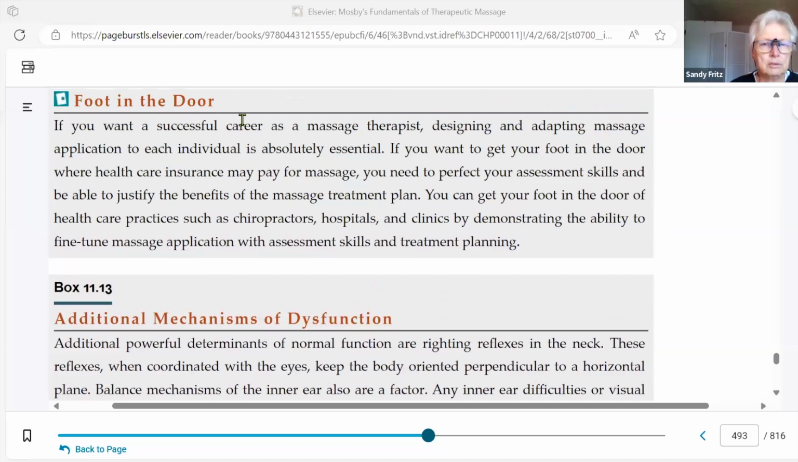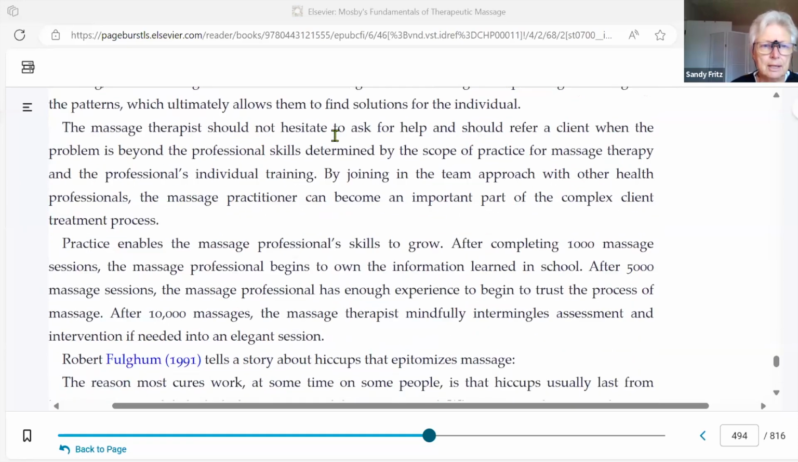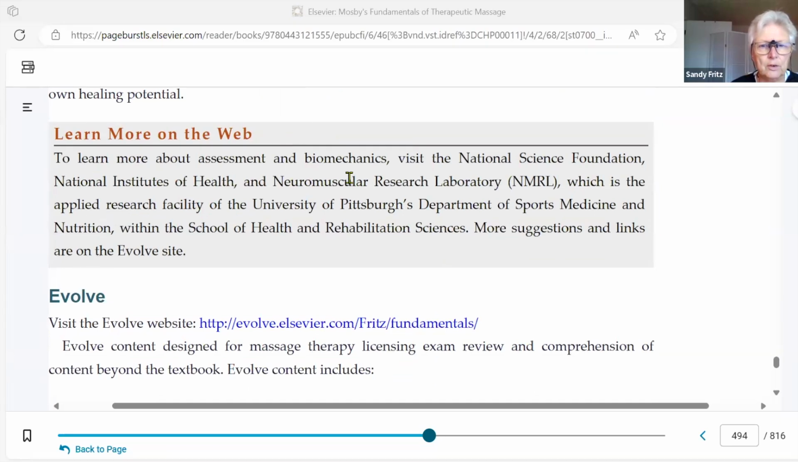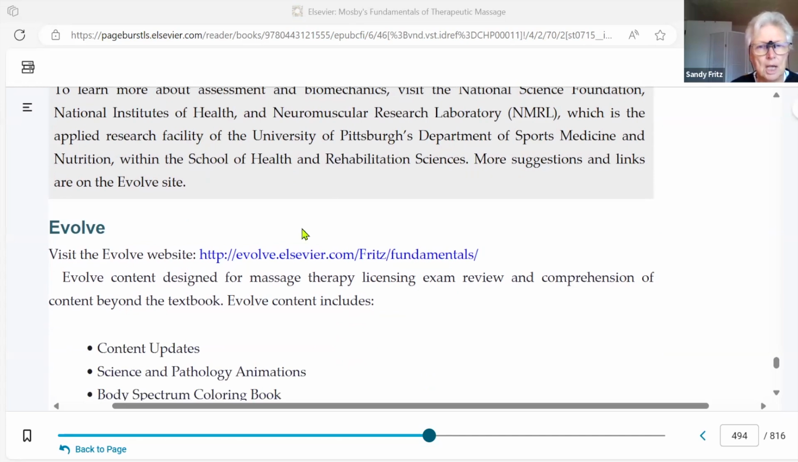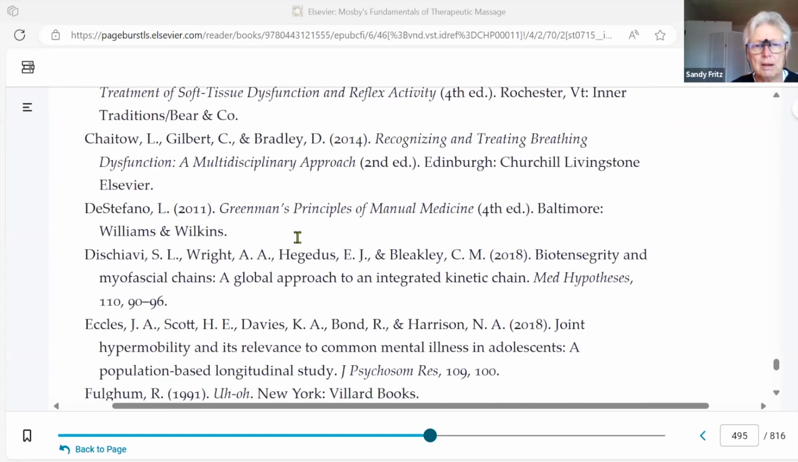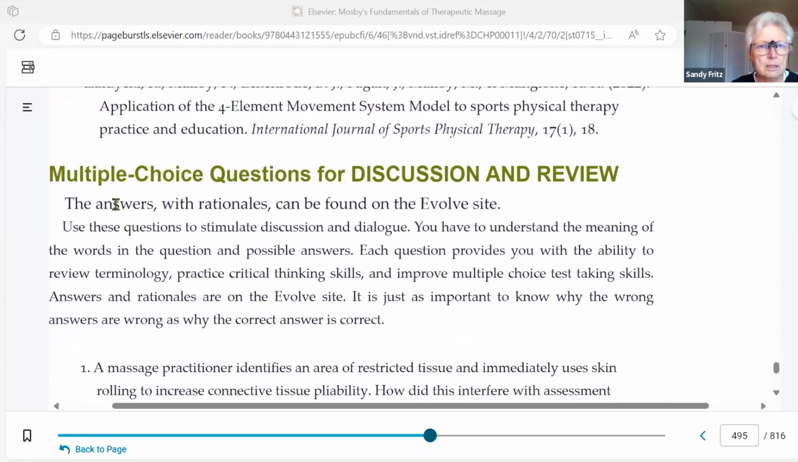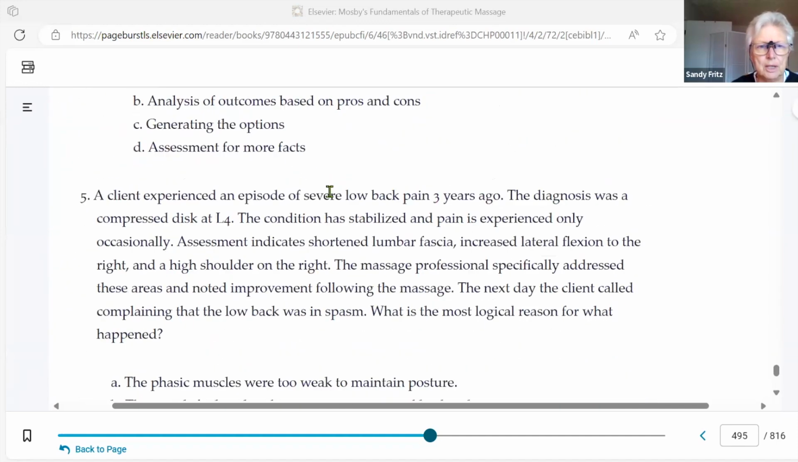So here's your foot in the door, an additional box, the summary, ta-da, and then the learn more on the web on some of this information. The links are on the Evolve site. And always double check the references. That's a good activity. And then the multiple choice questions for discussion and review. All right, here we go.